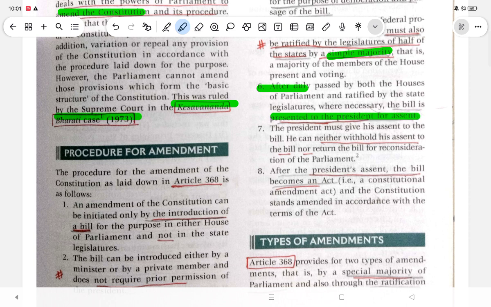Seventh, the President must give his assent to the bill. He can neither withhold his assent to the bill nor return the bill for reconsideration of the Parliament. Eighth, after the President's assent, the bill becomes an act, the Constitutional Amendment Act, and the Constitution stands amended in accordance with the terms of the act.